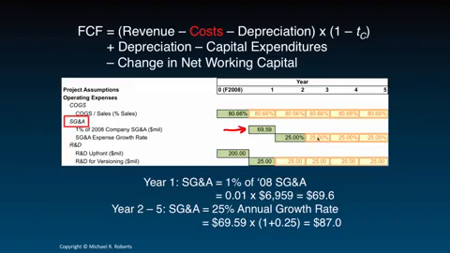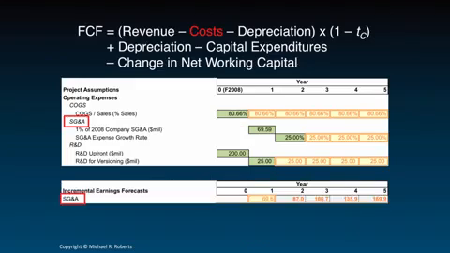But going forward in years 2 through 5, we're going to assume that SG&A expense grows at 25% per annum. So to get year 2, for example, we start with our $69.59 million expense in year 1, and we compound it up by 25% to get an estimate of $87 million for our second-year SG&A expense. And if we continue with that 25% annual growth, we're going to get an actual SG&A series here.